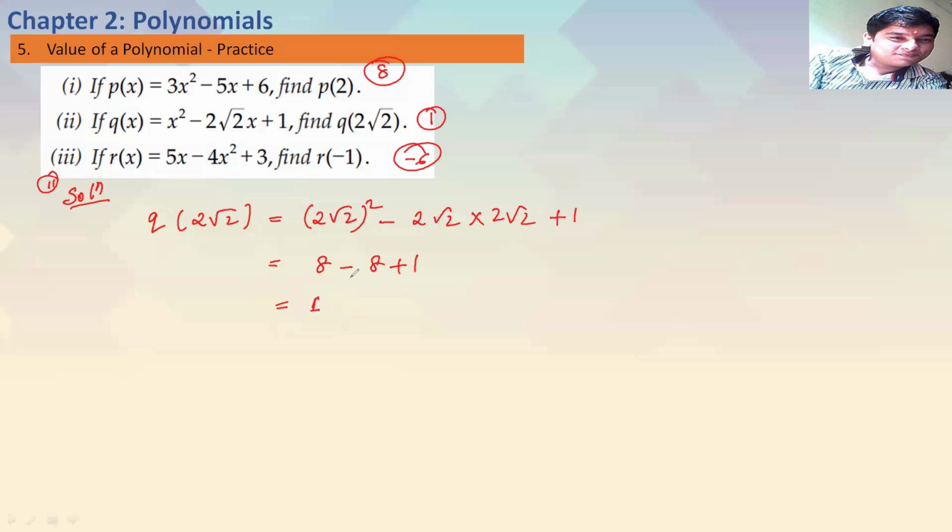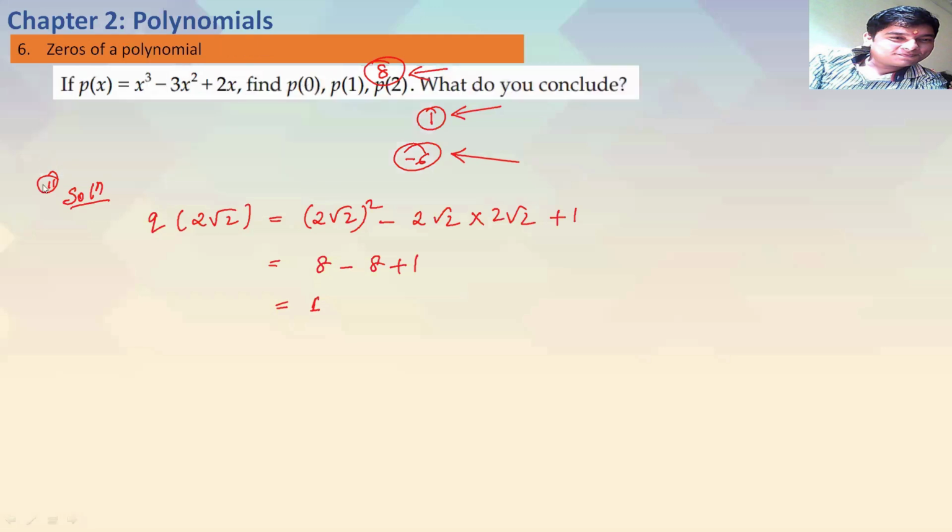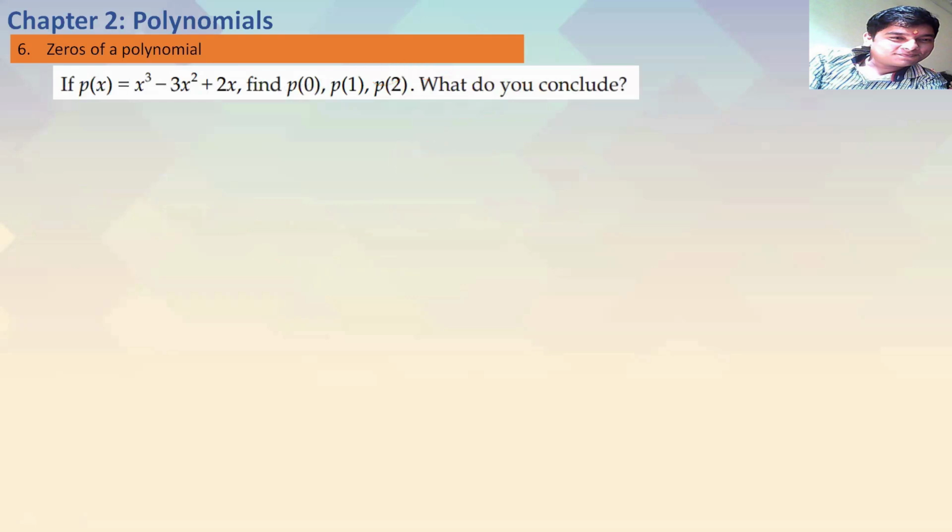Now, something interesting is going to come up. Here you got 8 as the output, here you got 1 as the output, here you got minus 6 as the output. But when the output is 0, it is something very significant. For instance, let's go into this. Try to find out these things: x cube, P0, P1, and P2 in this one.